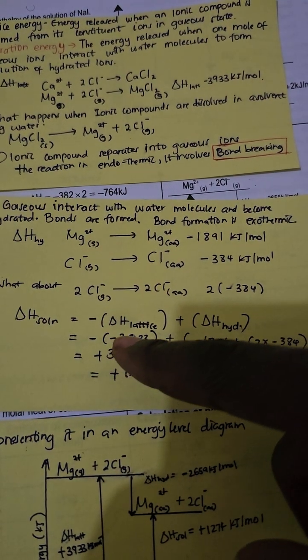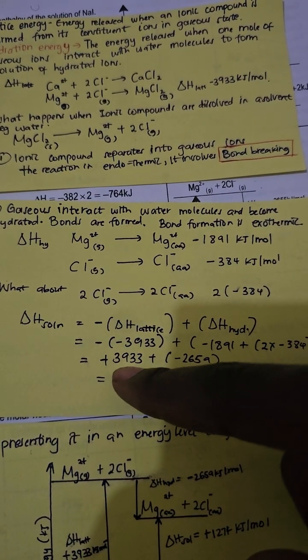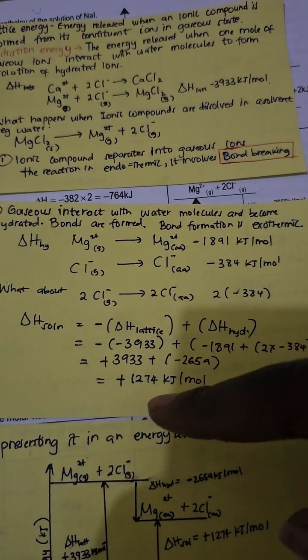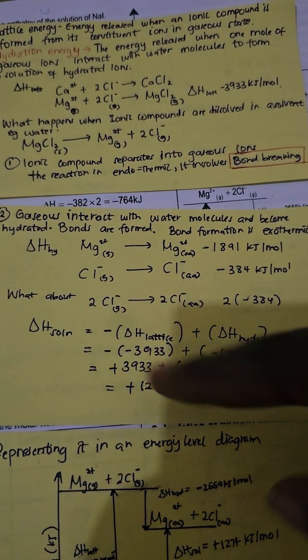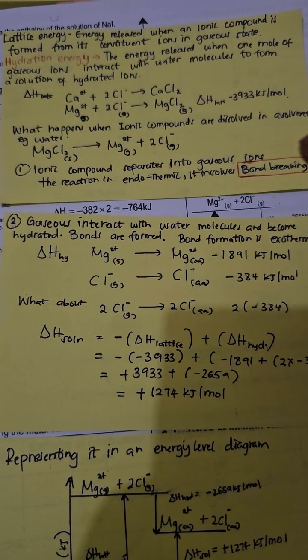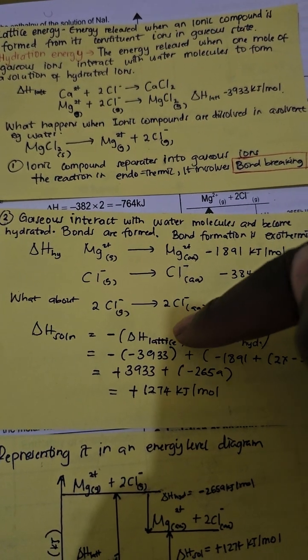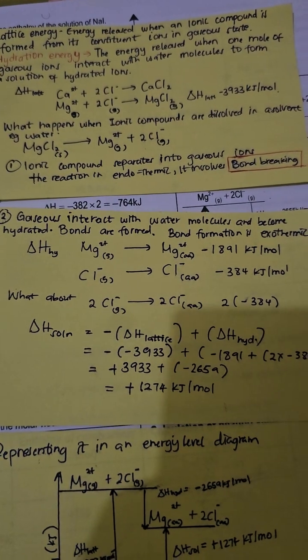And when the negative lattice energy multiplies, it will be positive 3933. So the total sum was coming to positive 1274 kilojoules per mole. That is what is called the enthalpy of solution of magnesium chloride. It is simply gotten by the negative of the lattice plus hydration energy. It is simple. It is not difficult.